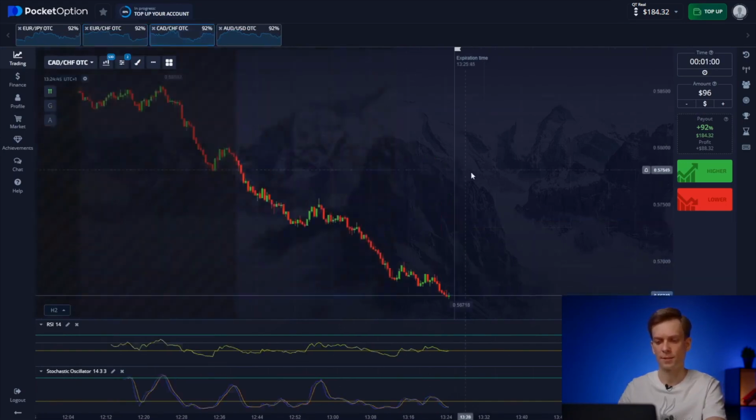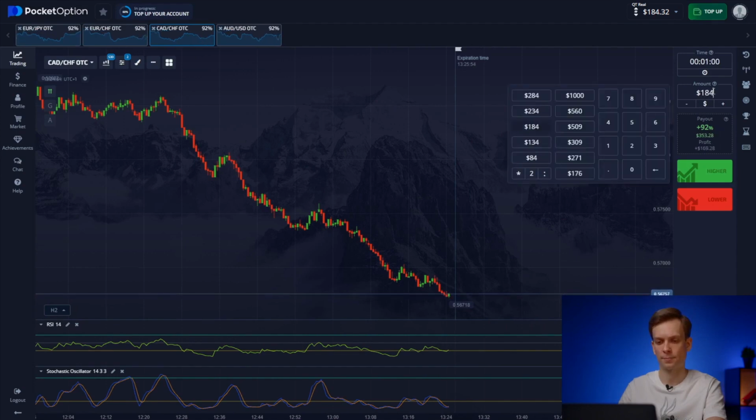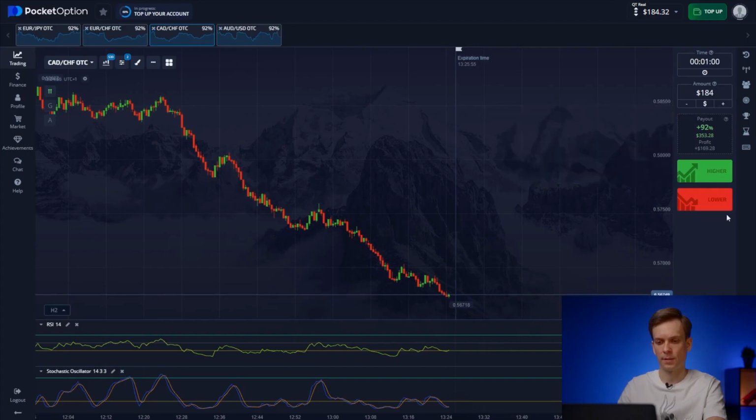Now the Canadian dollar, the Swiss franc. First things first, let's adjust the amounts. Now let's re-evaluate our levels. Yeah, let's see how they align with this pair.